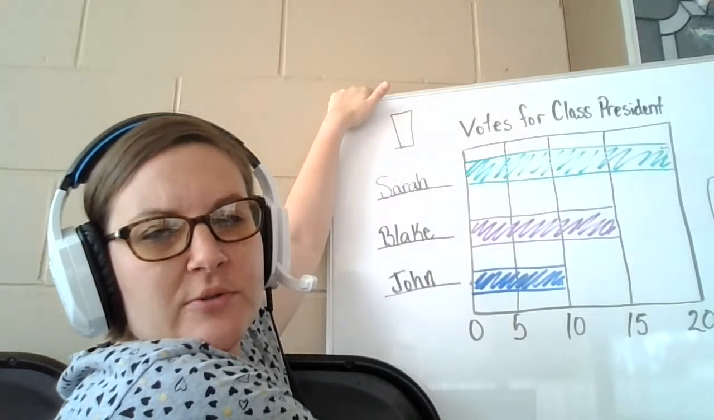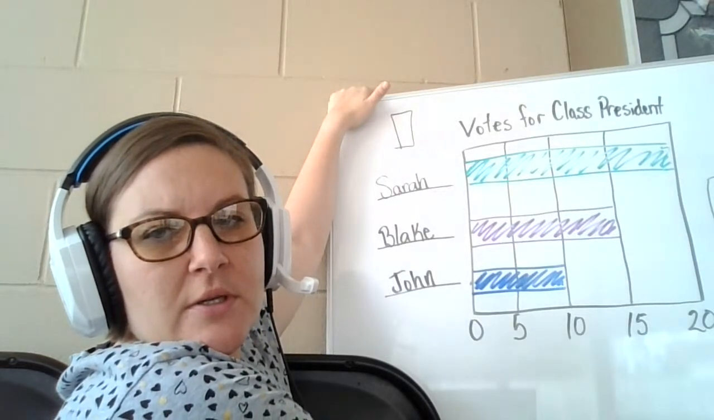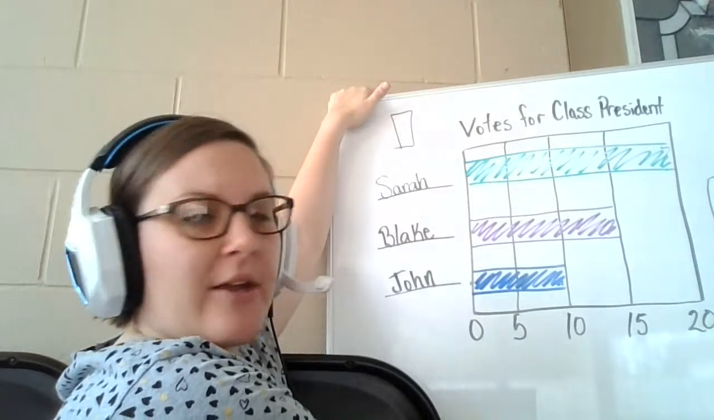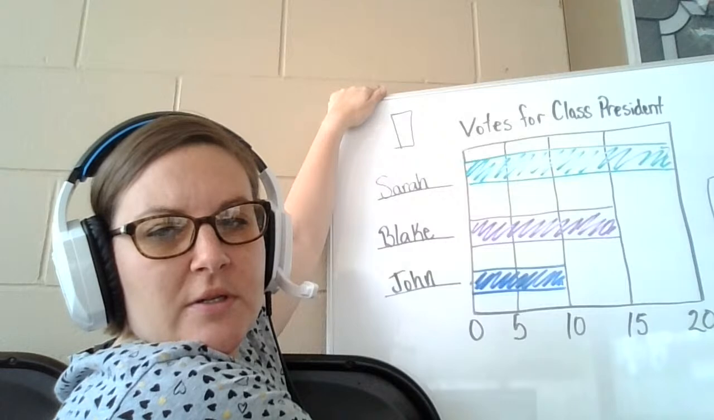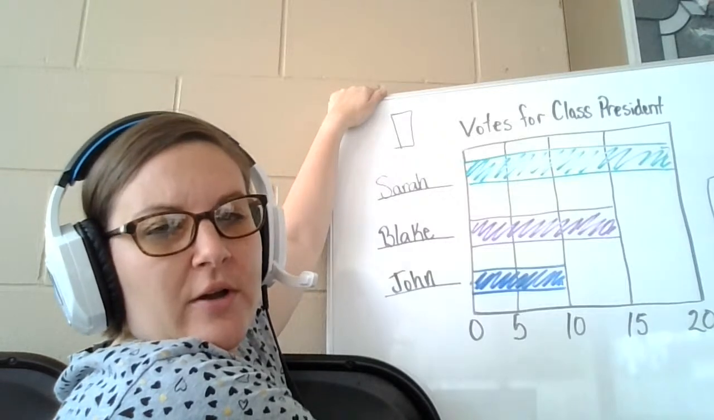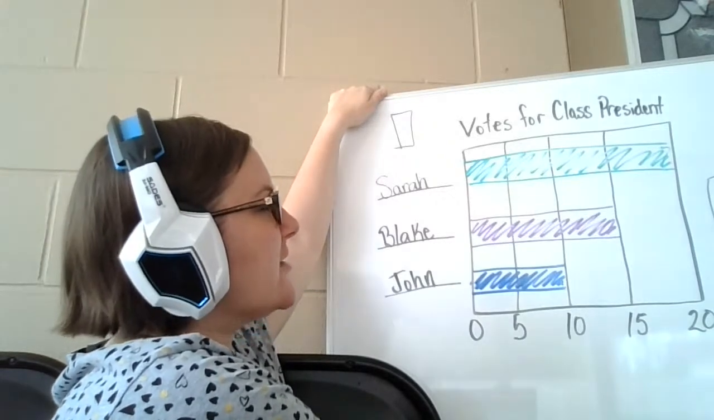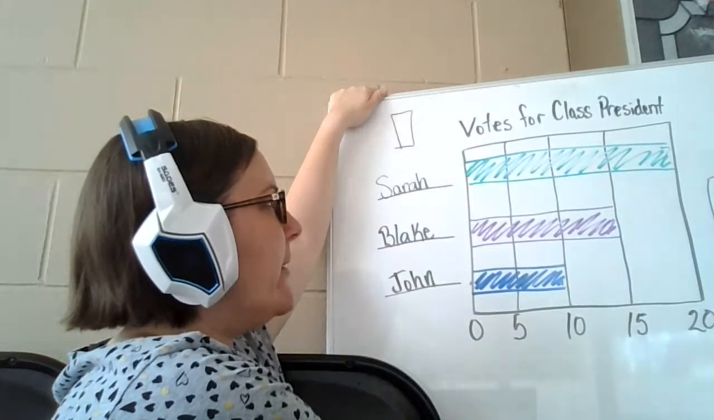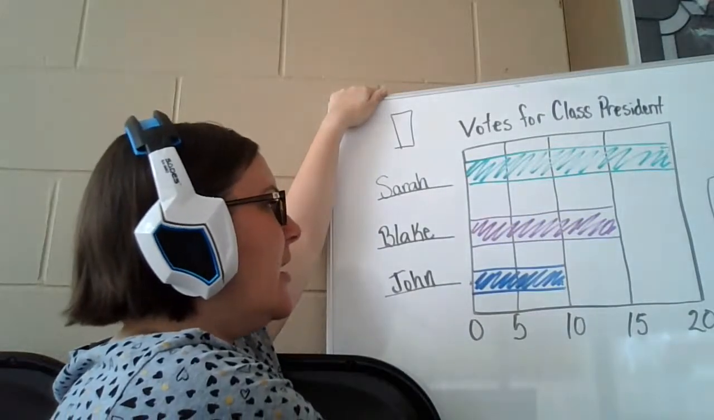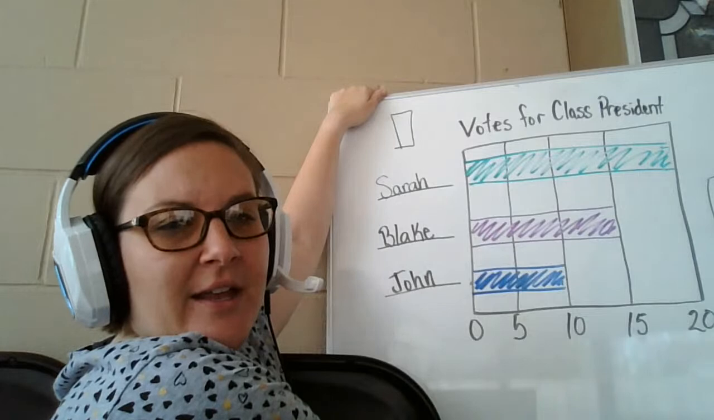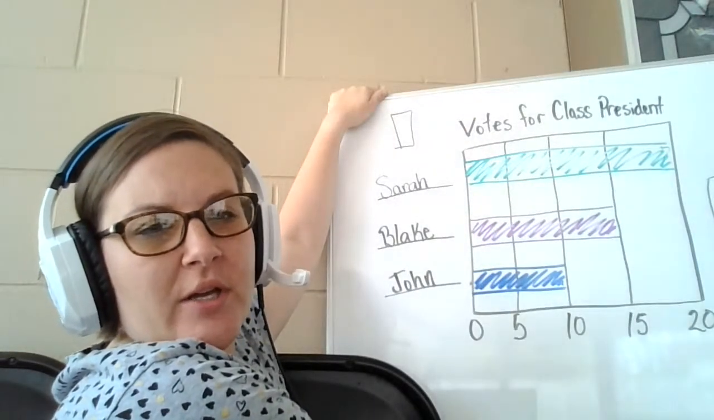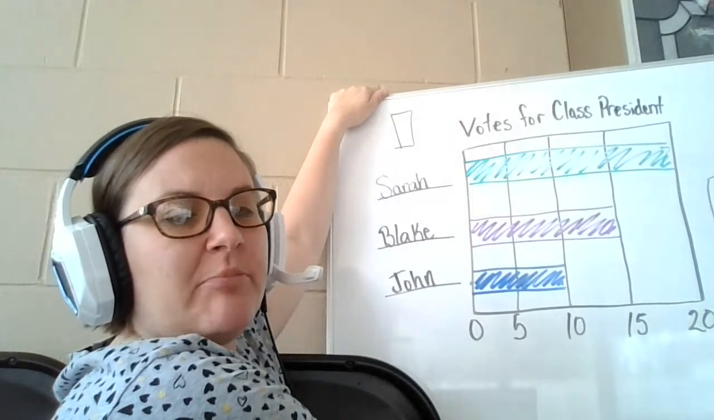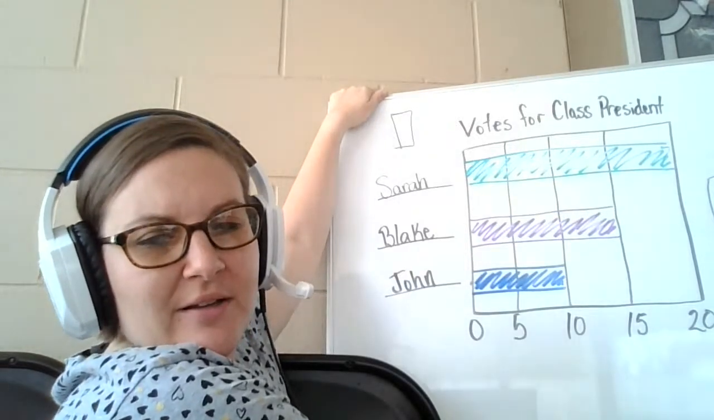Who got the most votes? Was it Sarah, Blake, or John? Who got the most votes? Sarah. Good. You could also figure out how many more votes Blake got than John. This is not in your book. How many more votes did Blake get than John?